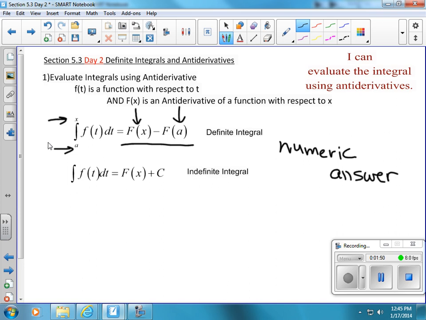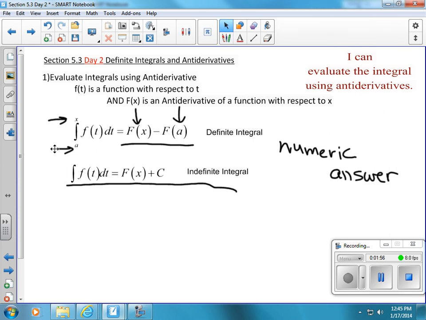Now, what is true of indefinite integrals is that you don't get a numeric answer. What you get is a function with an x in it, a function with respect to x, which is the antiderivative. So we'll do some of both. And what you have to do with indefinite integrals is add a c, and you'll lose points if you forget to add c. So remember to add c.